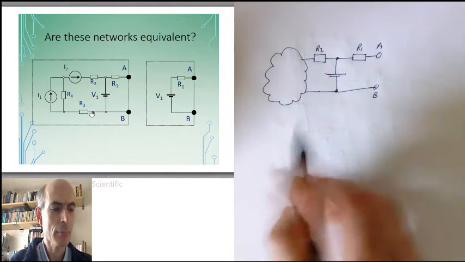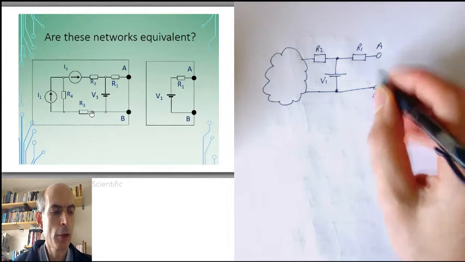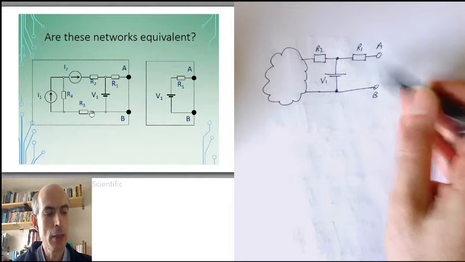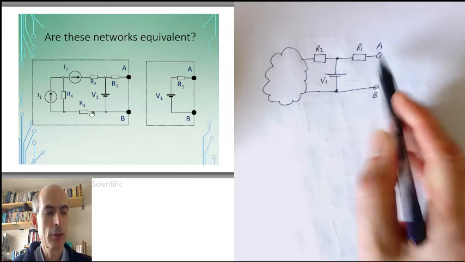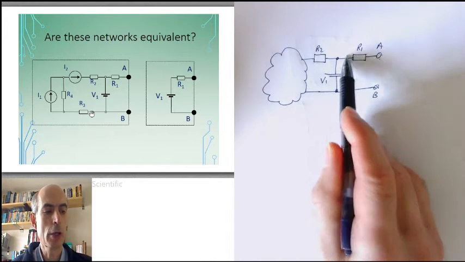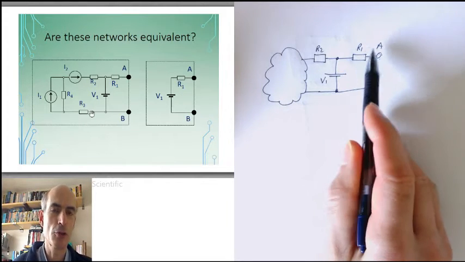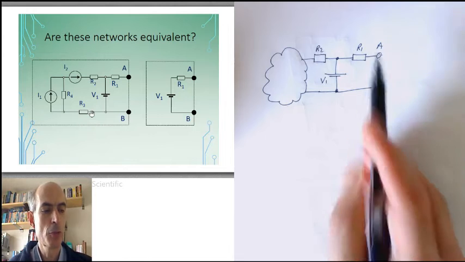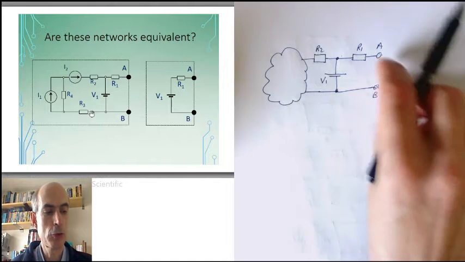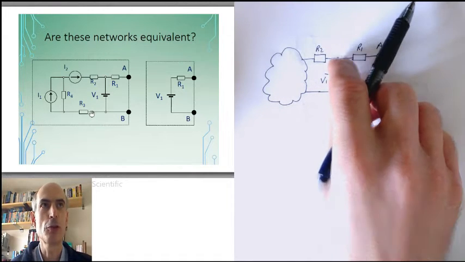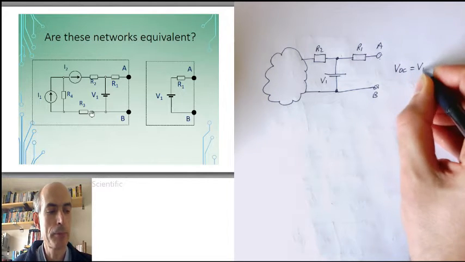Now, consider what the open circuit voltage would be. Well, the open circuit voltage is the voltage between A and B when there is nothing connected to the network. If there's nothing connecting to the network, then there will be no current flowing through R1. With no current flowing through R1, there will be no potential difference across R1, which means the voltage here would be the same as the voltage A. In other words, the voltage between A and B is just the voltage across V1. Our open circuit voltage is just V1.